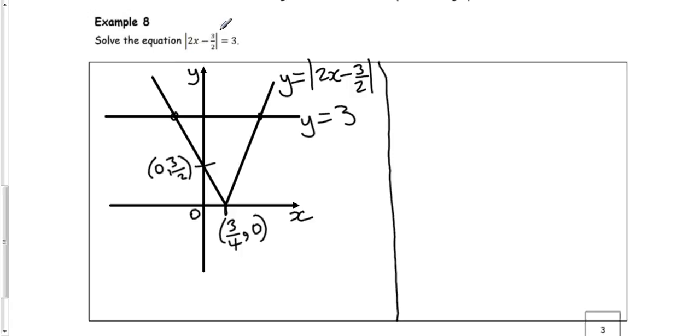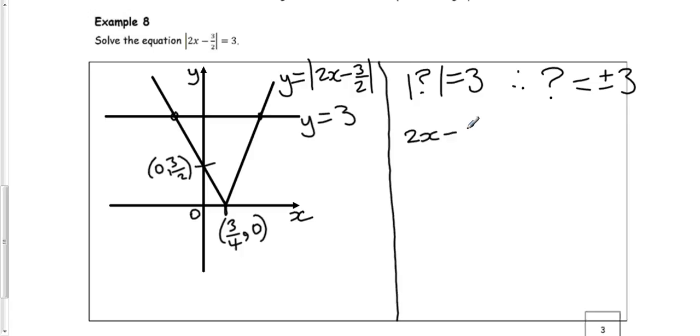I'm going to look at what's inside the modulus signs and think about what it equals. Modulus of something equals 3. What can we conclude about the something? Well, it must have been 3 or minus 3 inside the modulus for it to have a final value of 3. This means the numbers inside the modulus, in this case 2x take 3 over 2, must equal 3 or minus 3. So let's write those as two separate equations.